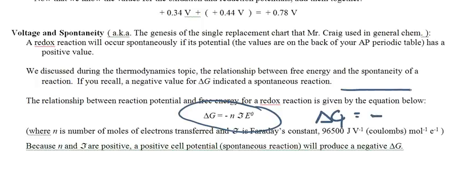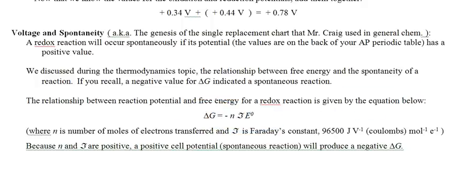So forward means, yes, we're taking reactants and forming products. So the only way that that's going to happen is if we have a positive voltage. If I have a negative voltage, then that negative sign actually changes that voltage into a positive value, which makes delta G positive. All right.